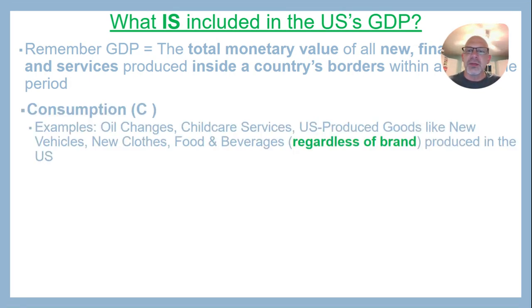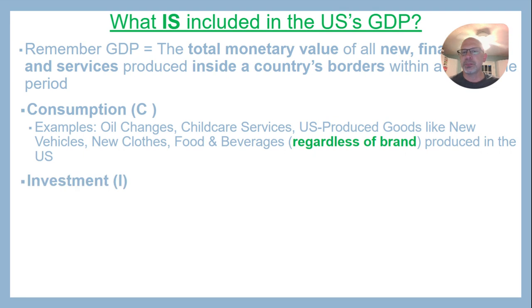Consumption, you can see oil changes, childcare services, U.S. produced goods like new vehicles, new clothes, food and beverages, regardless of brand, as long as they're produced within the U.S. and consumed by individuals or households. Okay. Again, the largest part of the expenditures approach to finding the U.S. GDP.